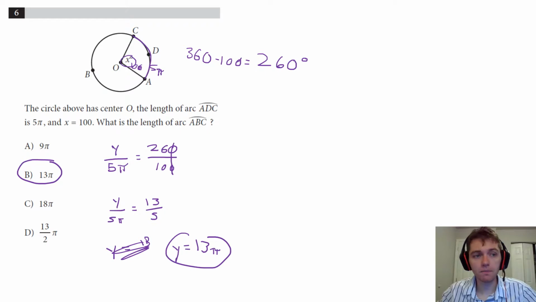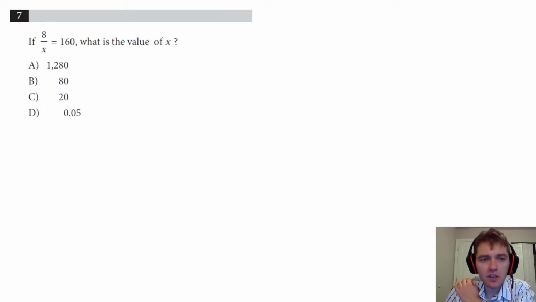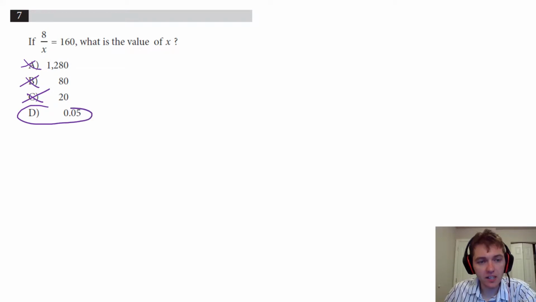That's the correct answer. Problem 7. If 8 divided by x is equal to 160, what is the value of x? And this one's simple to solve with no math, because you know that you have 8 divided by some number is equal to a larger number. So that means that to get a larger number out of a fraction, the denominator has to be less than 1. So A is out, it's greater than 1, B is out, greater than 1, C is out. So without doing any math at all, you know the answer has to be D, 0.05, because it's less than 1.